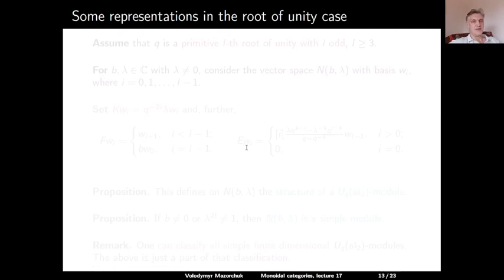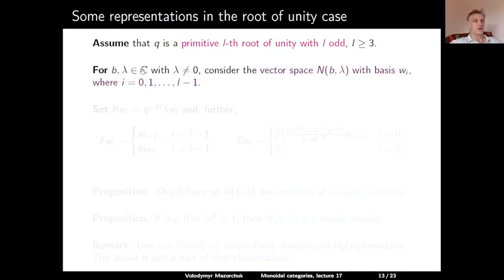Now let us briefly touch upon the representation theory in the root of unity case, just to show how different this is from the representation theory in the generic case. So assume that q is a primitive l-th root of unity, where l is odd and greater than or equal to 3. For two complex numbers b and lambda, where lambda is non-zero, consider the vector space N_{b,lambda} with basis v_i, where i is an integer between 0 and l minus 1. So the dimension of N_{b,lambda} is l, exactly this l.